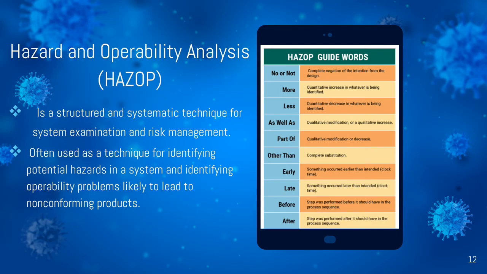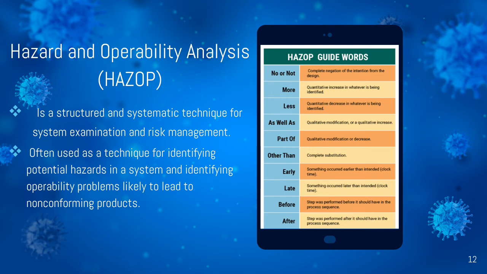First, you have the hazard and operability analysis, or known as HAZOP. So why is it called HAZOP? It is called HAZOP because they combine the words hazard and operability to come up with the word HAZOP. HAZOP is a structured and systematic technique for system examination and risk management. It is often used as a technique for identifying potential hazards in a system and identifying operability problems likely to lead to non-conforming products.